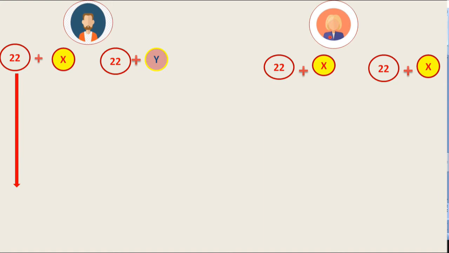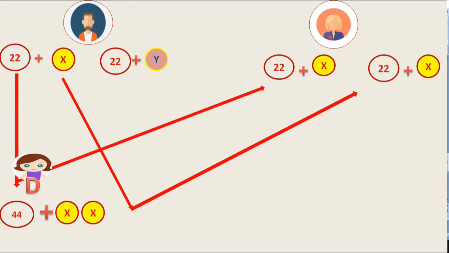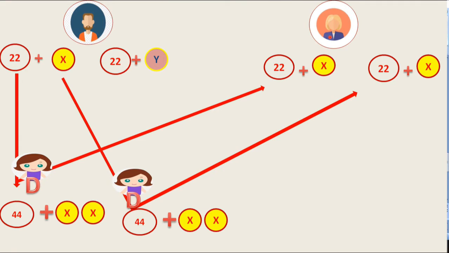When the 22 plus X gamete of the male fertilizes with the 22 plus X gamete of the female, it produces an offspring having 44 plus XX chromosomes, which is a daughter child. In the same way, a 22 plus X gamete of the male fused with the 22 plus X gamete of the female produces an offspring having 44 plus XX chromosomes. The offspring produced is a daughter.